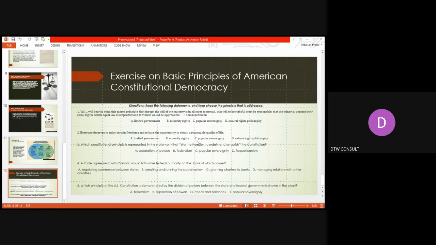So there are five major principles of American constitutional democracy that we discussed today. Number one is natural rights. You can call it human rights. Number two is popular sovereignty. Number three is constitutionalism. Number four is majority-minority rule. That is the minority and majority rule. And the fifth one is federalism.